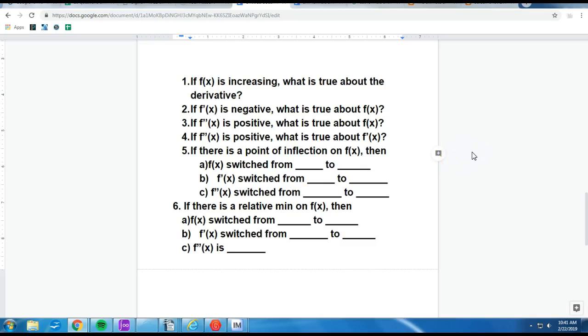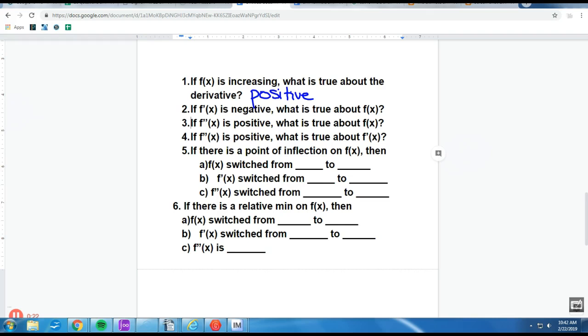Be careful about your words. Like positive, different, increasing. One of your problems. So I'm going to start the first couple here. If f of x is increasing, what do we know about the derivative then? Positive. Positive derivative means that the slope is positive on the original, means the original is increasing.